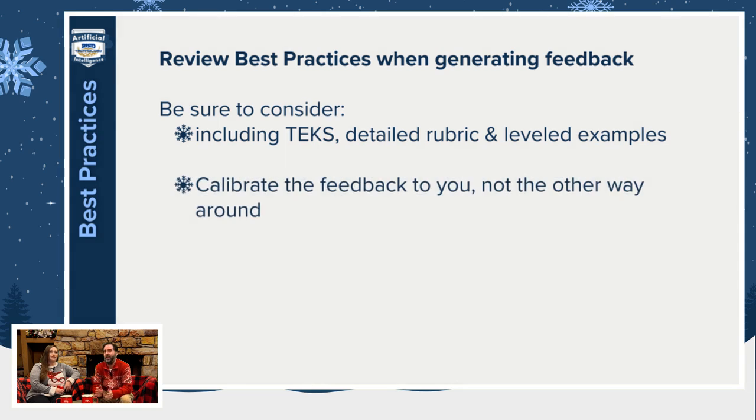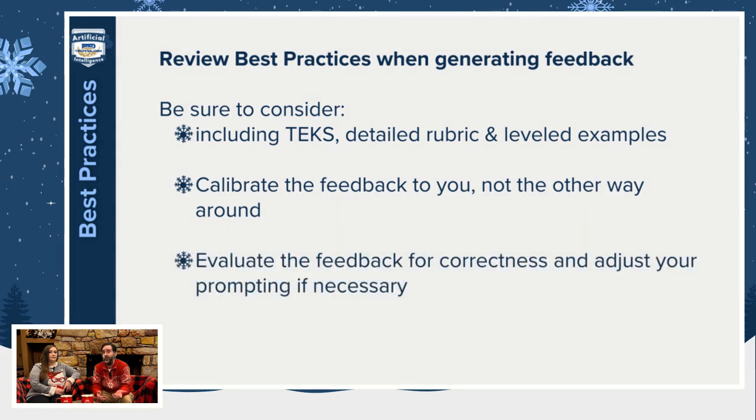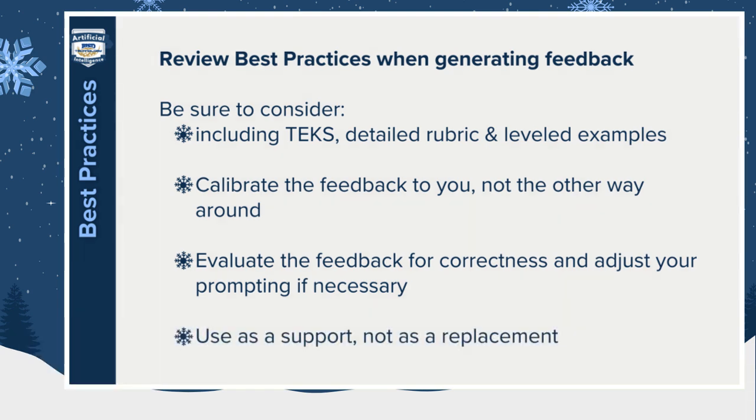Another important thing is to calibrate the feedback to how you would score, not the other way around. You're the expert in your classroom. Don't let the AI tell you this is how things need to be scored. You should evaluate the feedback. Determine, does this feedback match reality? Adjust the prompting if it's not giving you the sort of feedback that you're wanting it to. And we want to use it as a support, not a replacement. Nothing can replace the teacher in the classroom. You're so valuable. But this can be a thinking partner for you or something just to calibrate and make sure that you're on the right track when you're scoring. Remember, you're responsible for the final grade, not the AI.